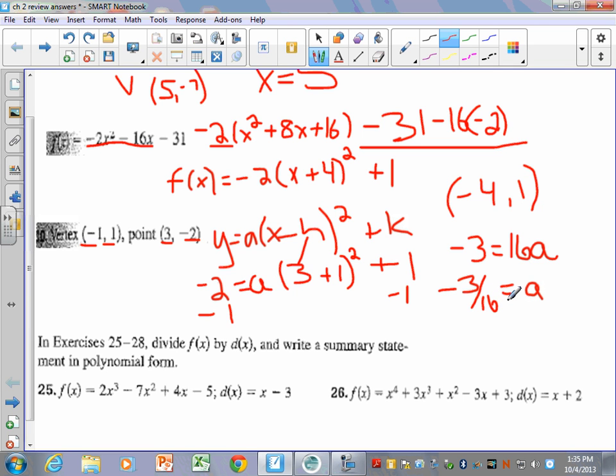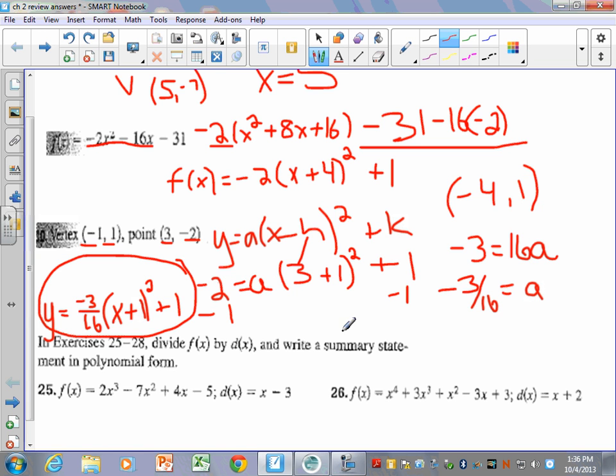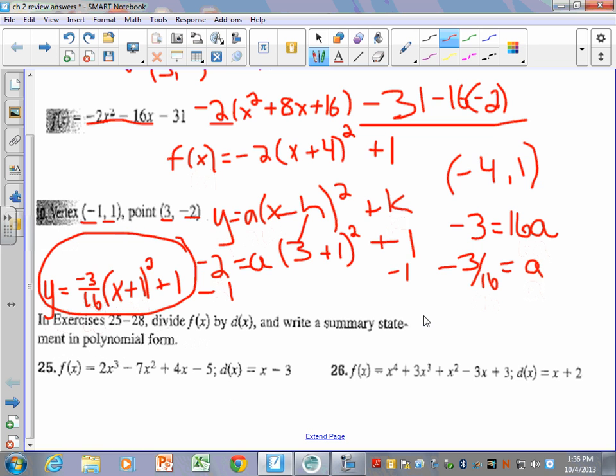Just like when you write a linear equation, you find your slope, you plug it in, you find b. You're not done when you find a. You have to write the equation. So the answer to this would be the equation y equals -3 over 16 times x minus -1, so that'd be +1 squared plus 1. Write the equation in vertex form that has a vertex of this and a point like this.